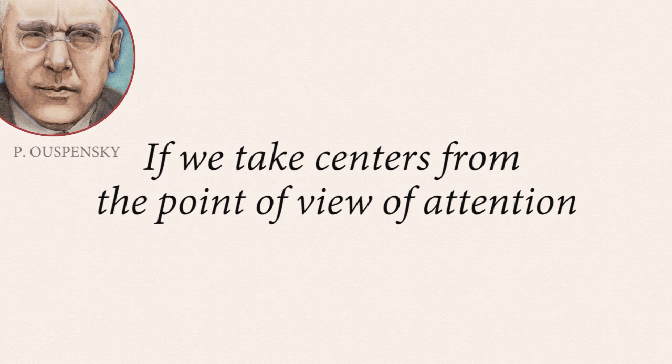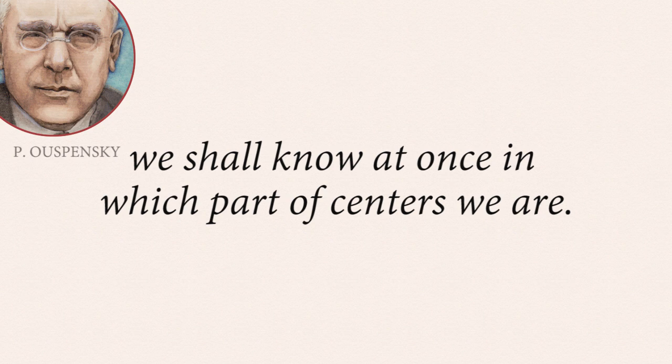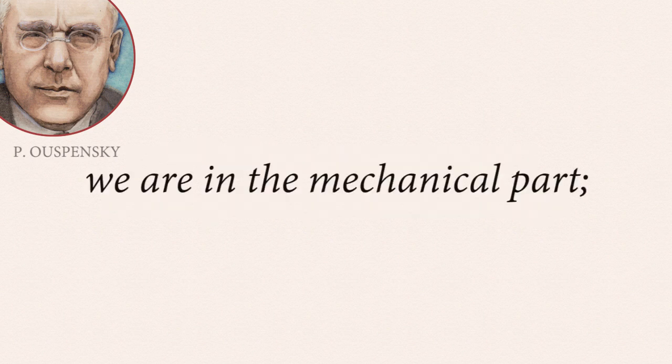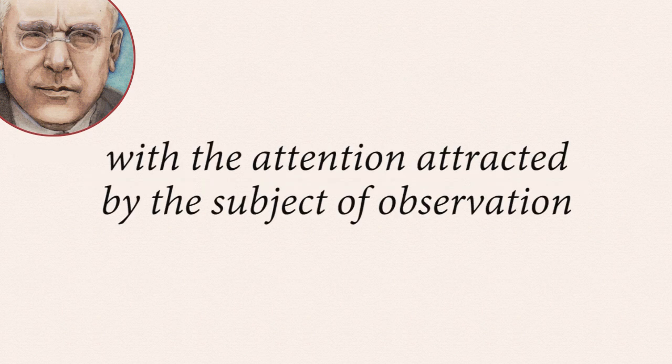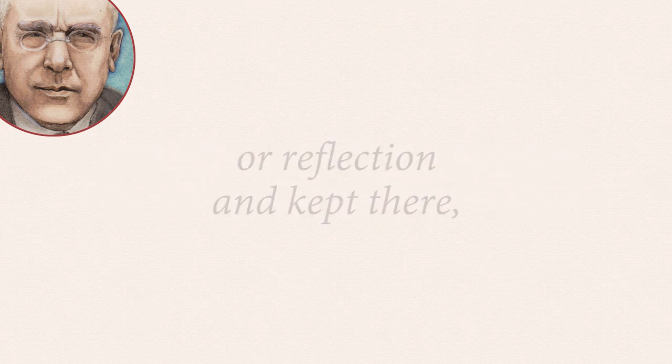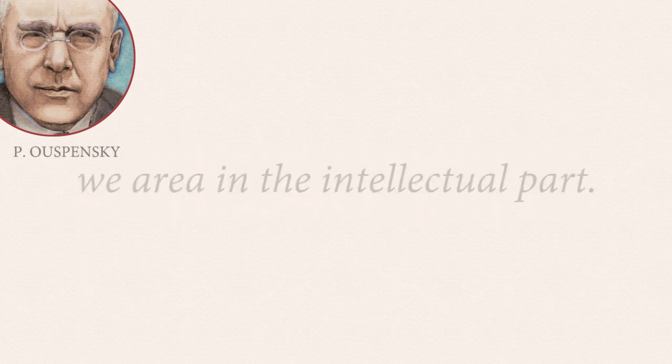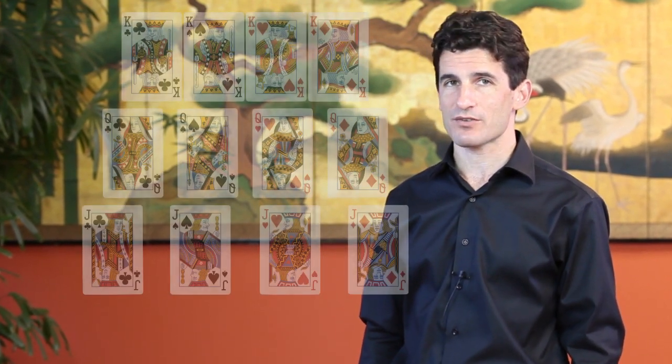If we take centers from the point of view of attention, we shall know at once in which part of the centers we are. Without attention, or with attention wandering, we are in the mechanical part. With the attention attracted by the subject of observation or reflection and kept there, we are in the emotional part. With the attention controlled and held on the subject by will, we are in the intellectual part. Let us now examine the parts of centers based on the quality of attention that accompanies their functioning.